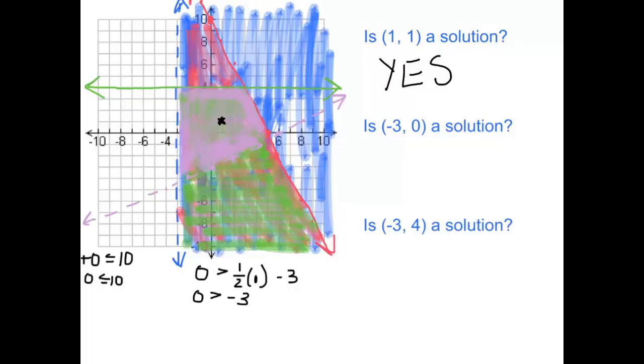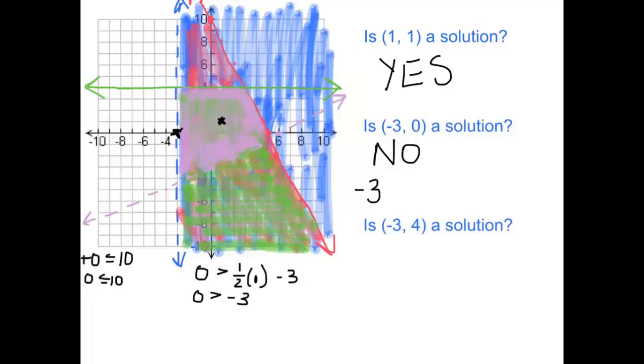How about the point -3, 0? That point is right here. It seems to be right on the edge of our solution region. However, it lies on a dotted boundary line, so it is not part of our solution region. You can verify this by investigating the very first linear inequality. X is greater than -3.